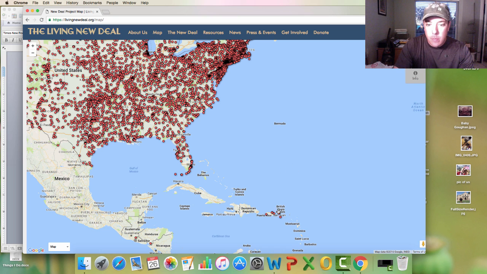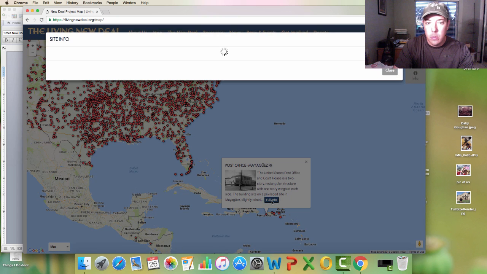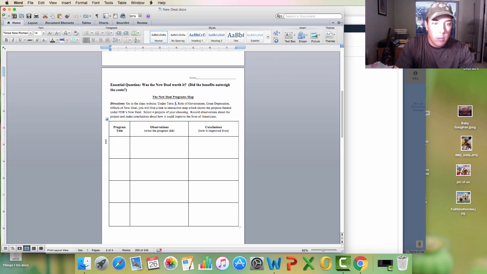Okay, and so I'm just going to pick one here. So you can click full info. You can pick any 4 you want. It's up to you. So this is a post office, right? So I would write down the Mayaguez, I'm butchering that, Puerto Rican post office right here under program title. Okay, what specifically the program did. So this was building a post office in Puerto Rico, and then this requires you to think conclusions.